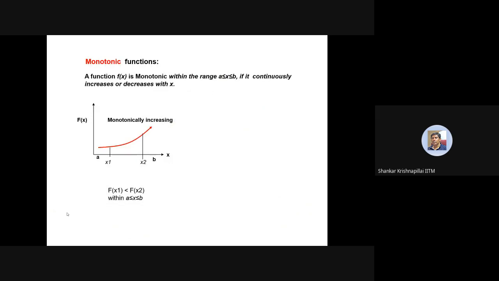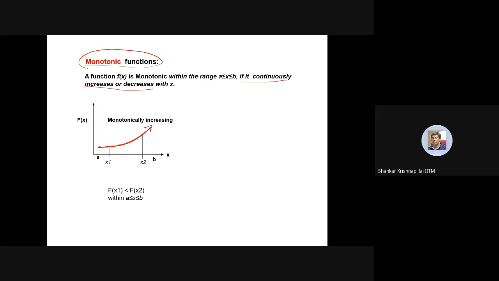Okay, then another type of function. Some definitions for objective function. First is called monotonic function. A monotonic function is one which is either continuously increasing or decreasing with x. So if you look here, this function is continuously increasing with x.